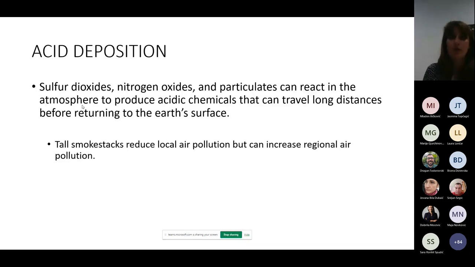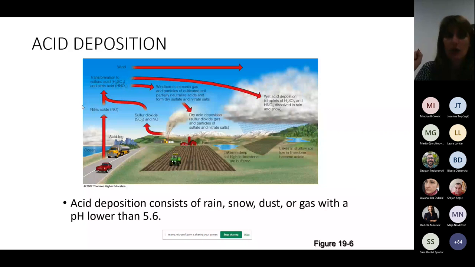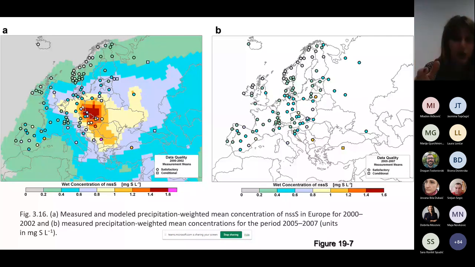Also acid deposition, it's a huge problem. Every deposition, snow, rain, dust, with pH lower than 5.6 is considered an acid deposition. And here is Europe and our region as well, with projected and measured levels of acid deposition and mean concentration of sulfur. And as you can see, it's not such a good situation in our region. And we definitely have problems with acid deposition.